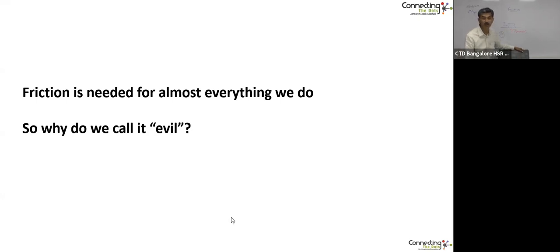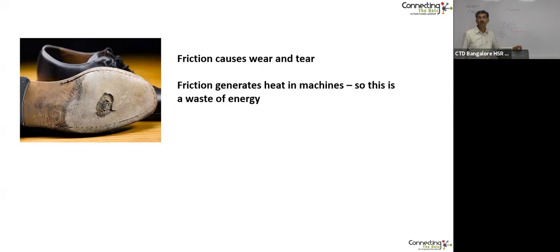Well, let's take a look at some situations where friction is not good. Friction causes wear and tear. What does wear and tear mean? Whenever there is constant rubbing, when there is constant friction between any two objects, it causes wear and tear. There are lots of things that undergo wear and tear because of friction. This is just one example of the shoes. They undergo wear and tear. You can see that the sole of the shoe has got a hole in it because of the friction, and that is called wear and tear.